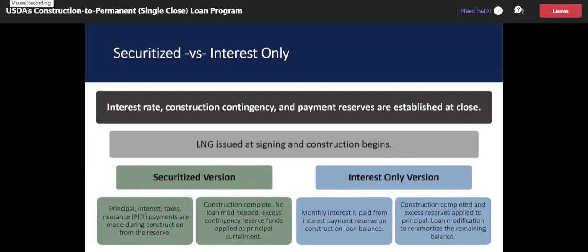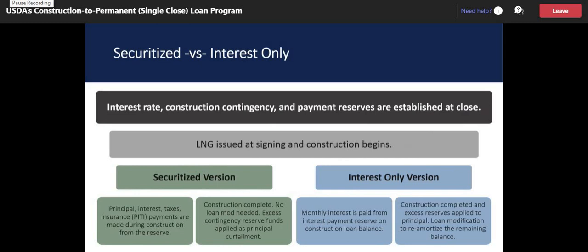With the standard interest-only version, the interest-only payments are made during construction, and at the completion of construction, after any excess reserves are applied to the principal balance, the loan would be modified and re-amortized within the remaining balance of the term. So you might have to re-amortize that for fewer months than the 396, than the 30-year term.